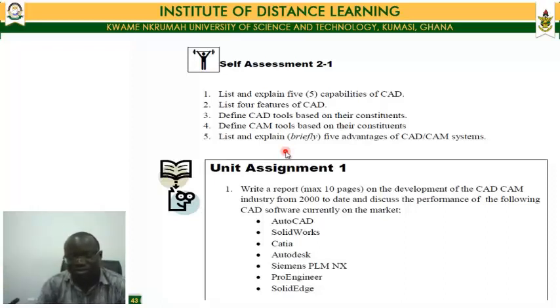Right. Now, this is a very important assignment, which is normally given at the end of the unit, and that is assignment 1, unit assignment 1. You are to write a report, maximum 10 pages, on the development of the CAD/CAM industry from 2000 to date. Your task is to discuss the performance of the following CAD software currently on the market: AutoCAD, SolidWorks, CATIA, Autodesk, Siemens PLM, Pro Engineer, Solid Edge. In fact, you can add a number of others that you know on the market.